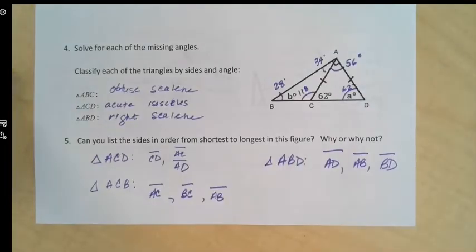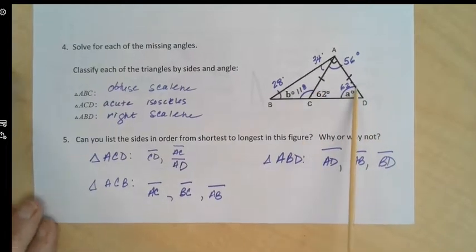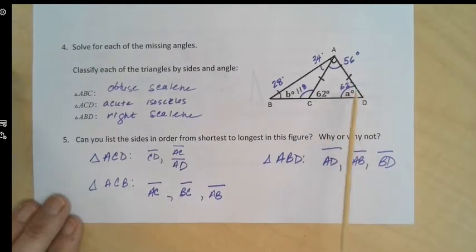All right, check your work with mine and see if you agree with my thinking here. I know this is isosceles. So because it's isosceles, this is 62 and this is 62.